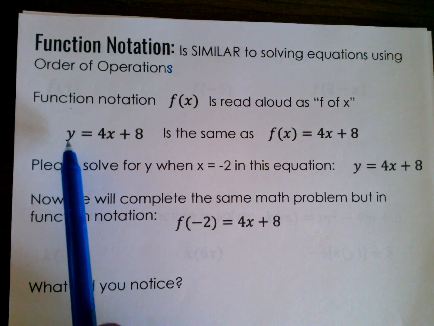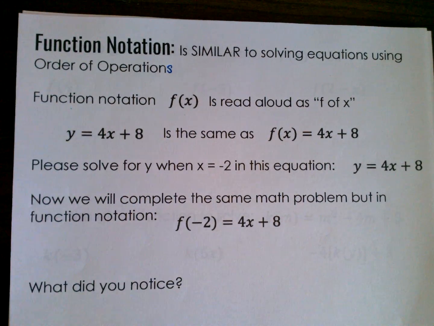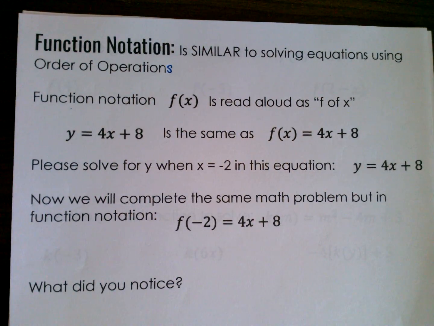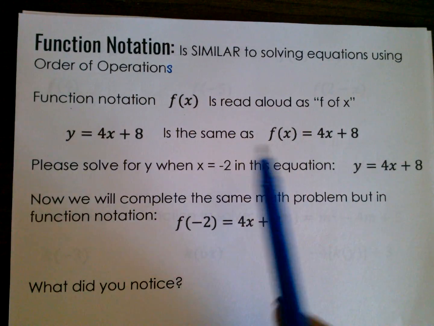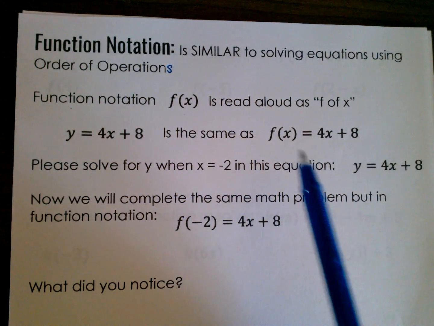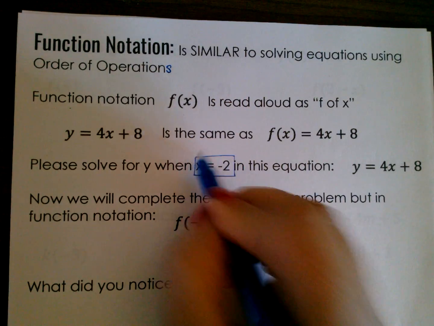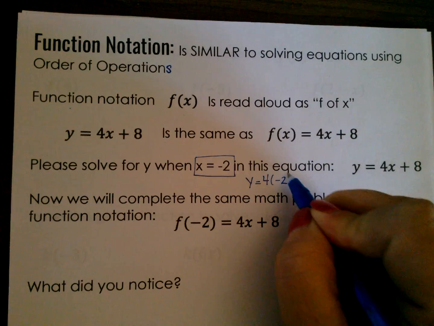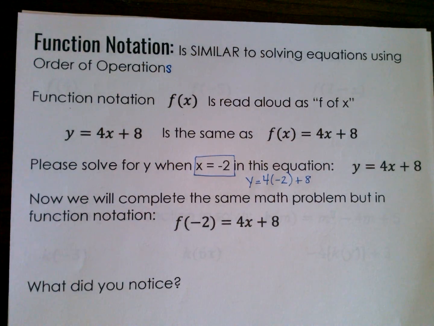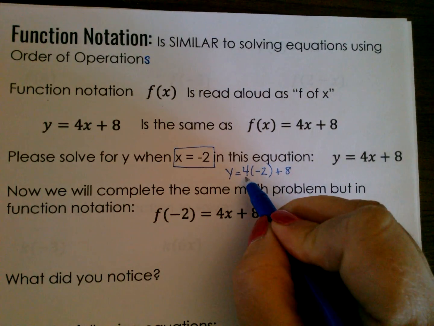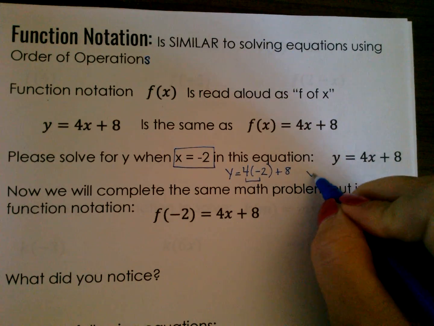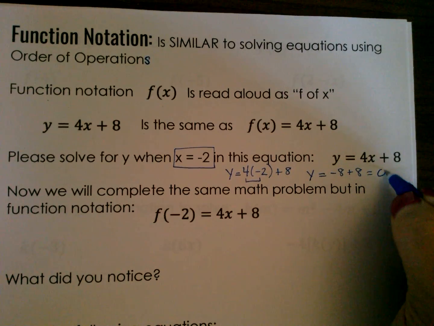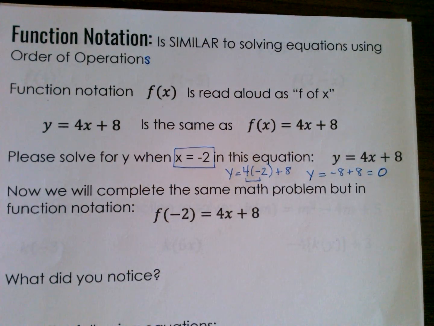When I gave you the math problem y equals 4x plus 8, it is the exact same thing as f of x equals 4x plus 8. Now what I would like you to do is solve for y when x is negative 2. So I will substitute negative 2 in for x. I will use order of operations to solve, so I have to do multiplication first. Negative 8 plus 8, I get 0.